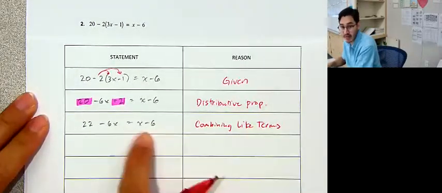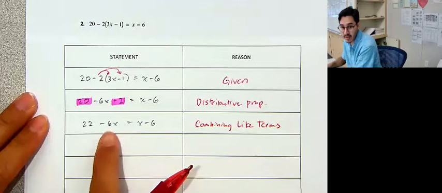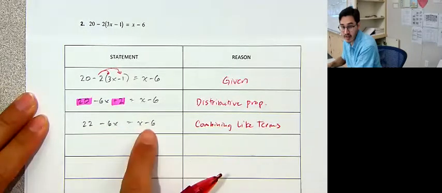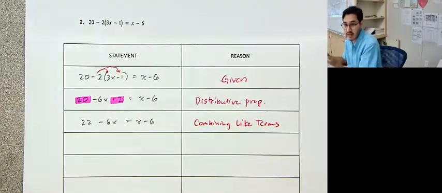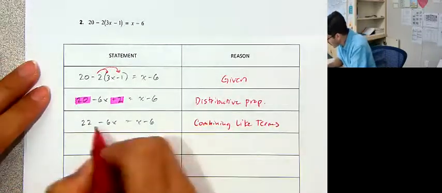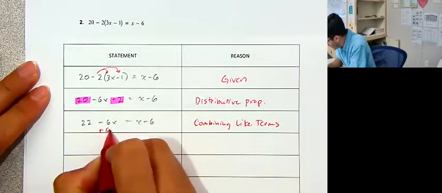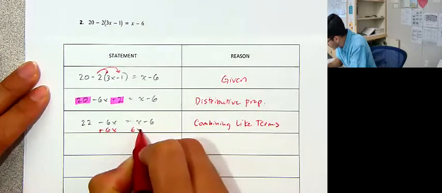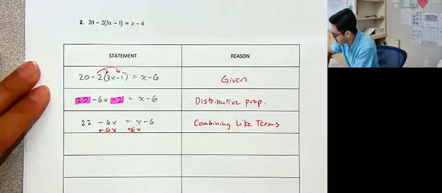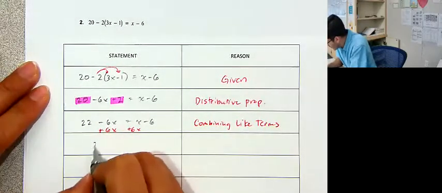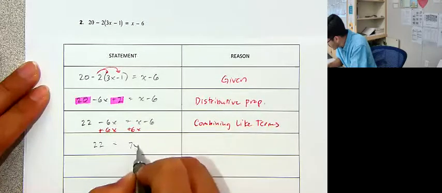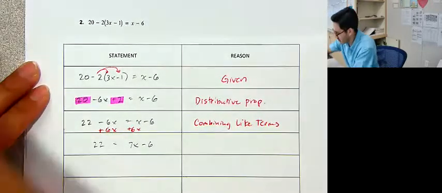At this point, I have 2 expressions, but each expression has a variable, and each expression has a constant. And so I need to kind of manipulate this a little bit. Let's go ahead and add 6x to both sides. All right, so we're going to have 22 equals 7x minus 6.